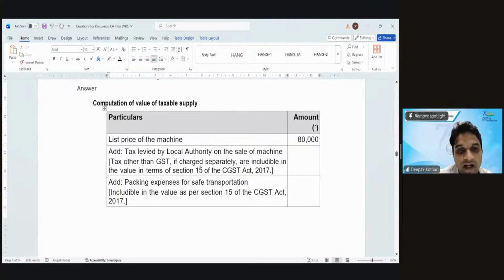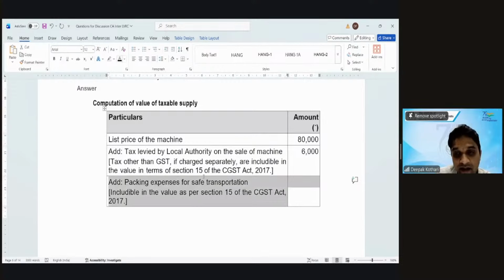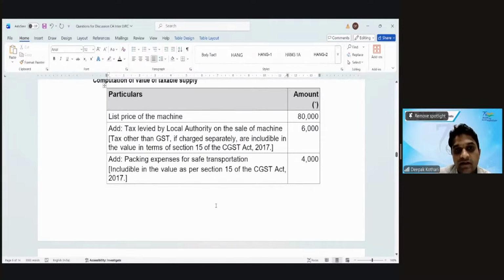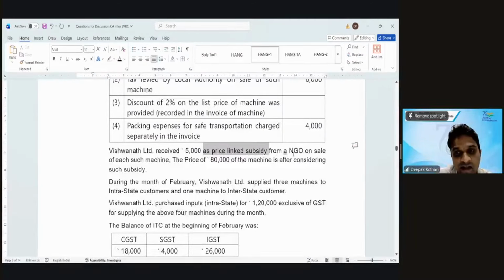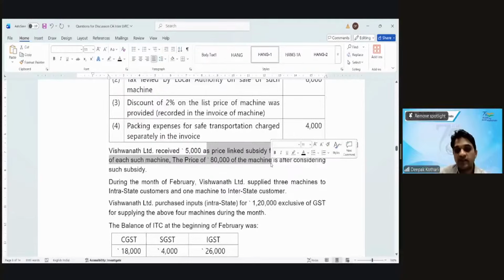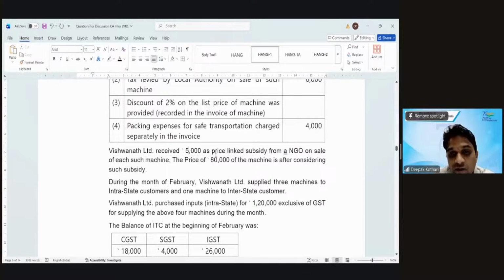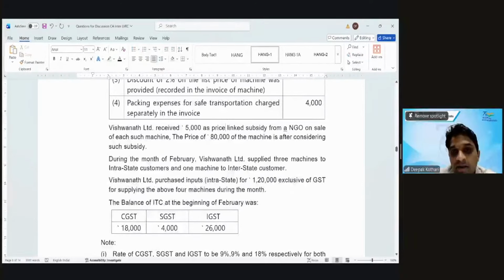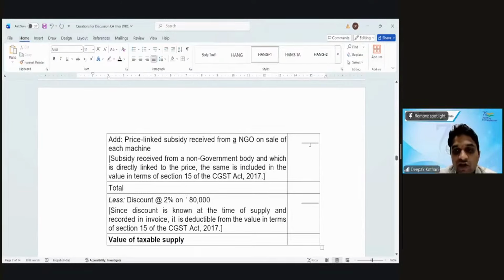Add levy by the local authorities, which we will add because any other levies, other taxes other than CGST, SGST, जो भी charge करते हैं उसे हमको add करना है। तो local authority ने हर machine बेचते हो तो एक tax add करना है, तो उसको हम transaction value में add करते हैं। Then packing expenses, correct, packing expenses को भी हमको add करना है। So अभी subsidy, हमको 5,000 rupees price link subsidy मिला है, and the price of 80,000 is after considering, मतलब subsidy consider करके मैं 80 पे दे रहा हूं, वरना मेरा price क्या है 85,000। तो मुझे ये 5,000 rupees add करना है, because it's a price link subsidy given by an NGO। अगर price link subsidy by a government होता है तो then I would not have added, but this is an NGO, so I have to add this.